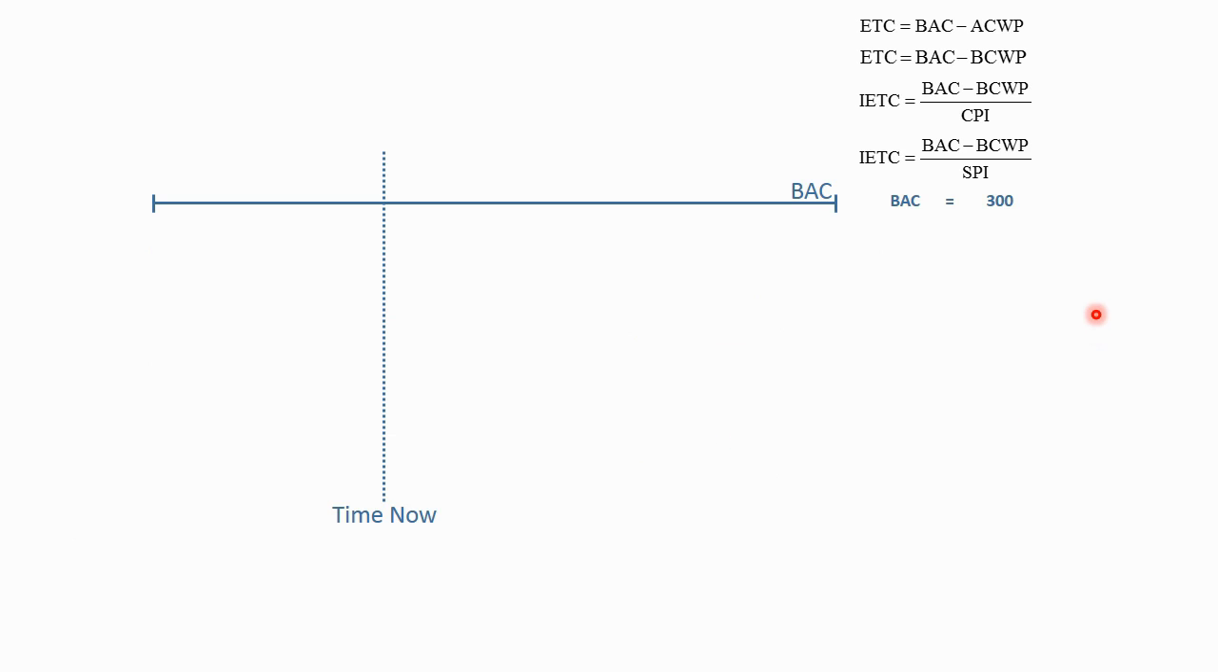Okay, again, I've got a budget of 300. The budgeted cost of work scheduled at this point in time is 100 of planned value. Now the budgeted cost of work performed is 90 hours, so we're behind schedule.